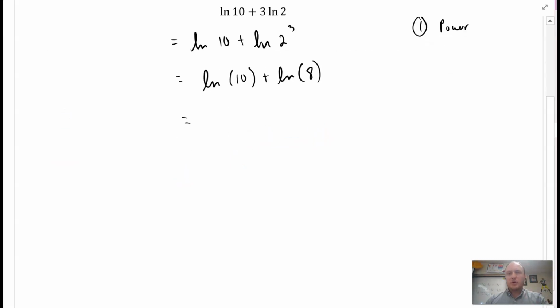If you're wondering why I'm putting in parentheses and sometimes I'm not, sometimes logarithms don't have them.